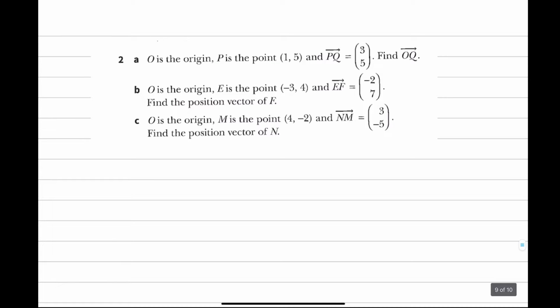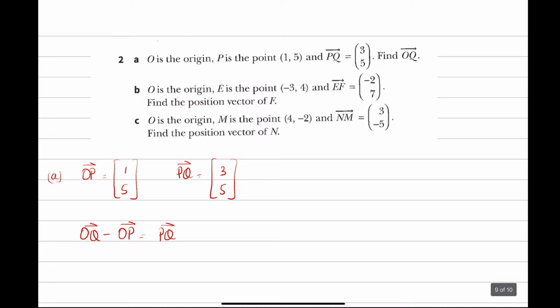So if you have the point P, the first thing you should do ideally is write it in vector form. Okay, so if P has coordinates 1, 5, that means the vector is going to be OP, 1, 5. And you're given PQ, which is 3, 5. So how can I use these two to find OQ? If you think about it, you have OP, you don't have OQ, but you have PQ. If I subtract these two vectors, OQ minus OP, that will give me PQ.